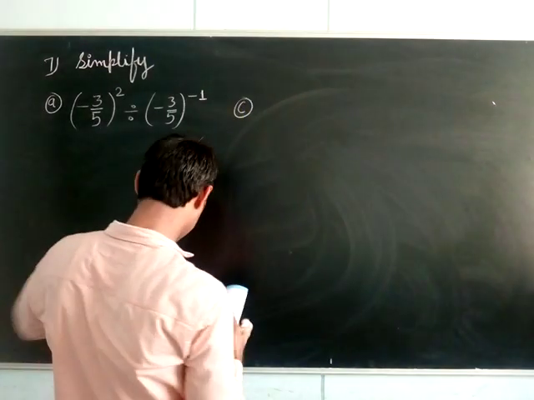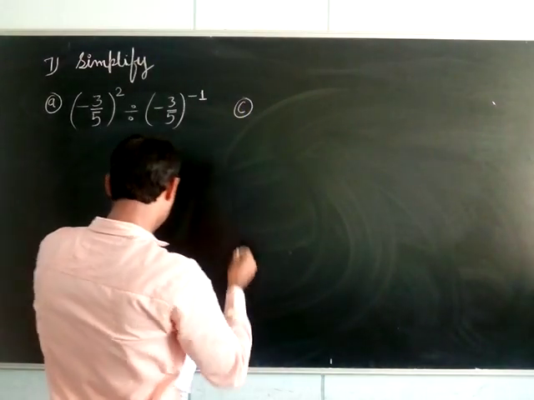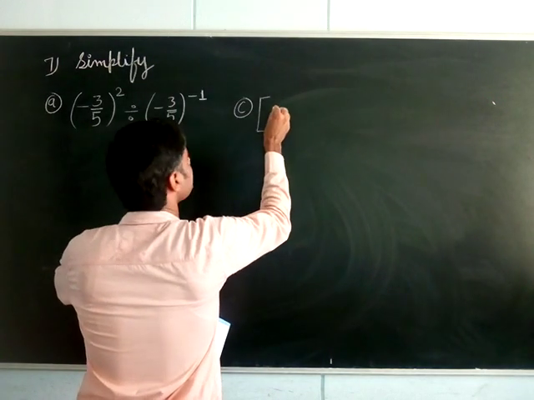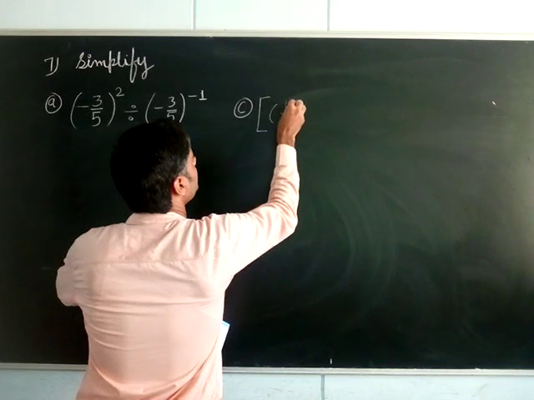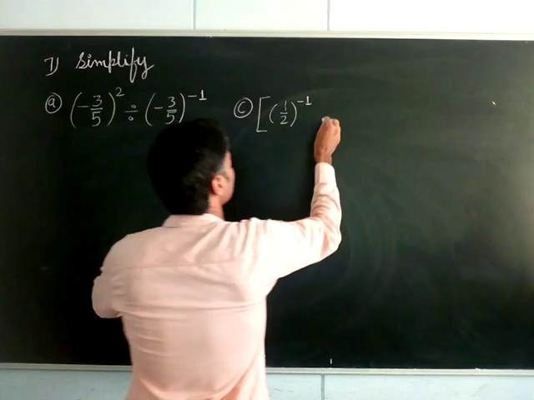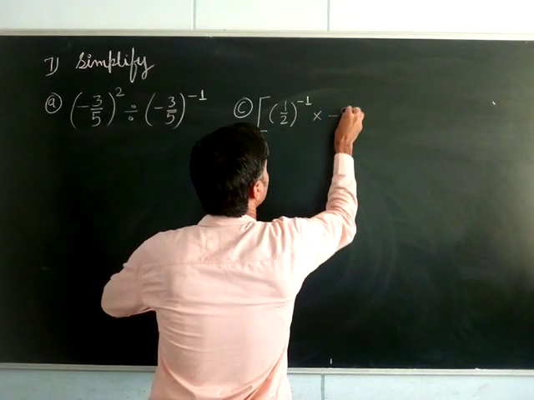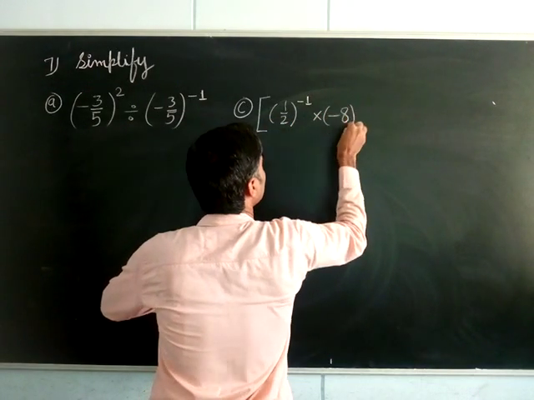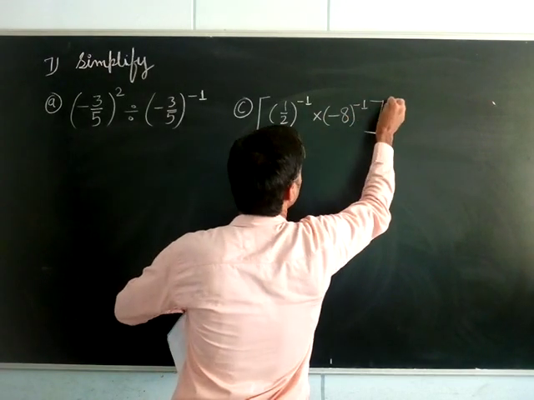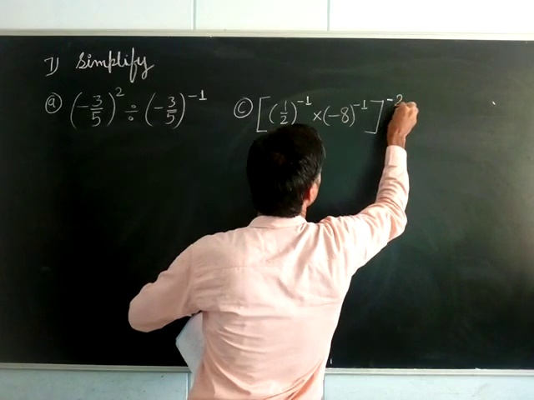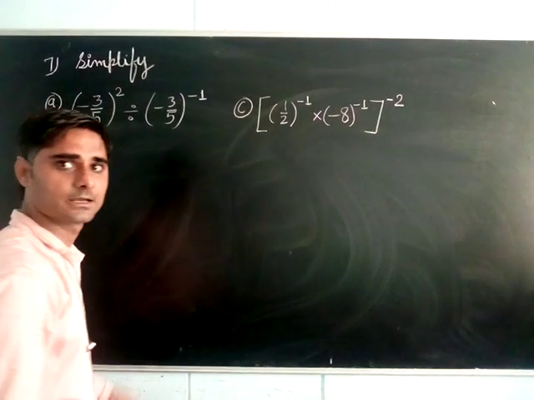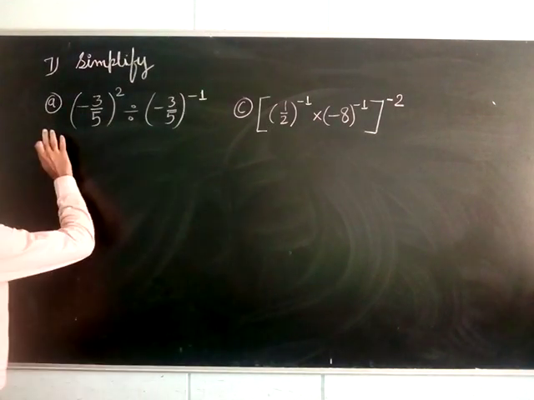Okay? And the C is (1 upon 2) whole power minus 1 in small bracket, that is (1 upon 2) whole power minus 1 multiplied by (minus 8) whole power minus 1, and in big bracket the power is minus 2. This one we are going to solve. Right? How to solve? First see this one, number A.